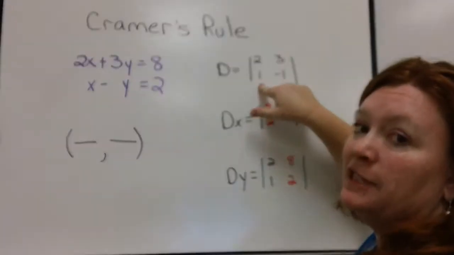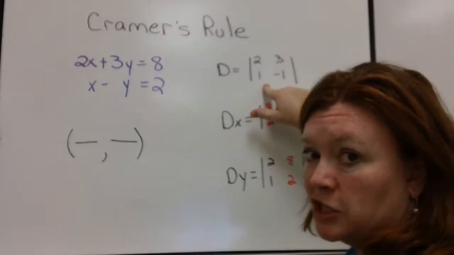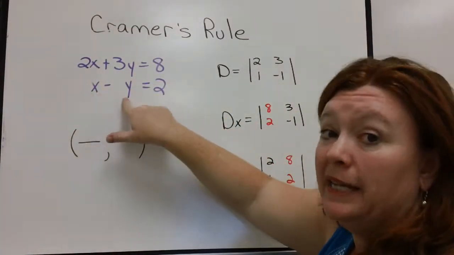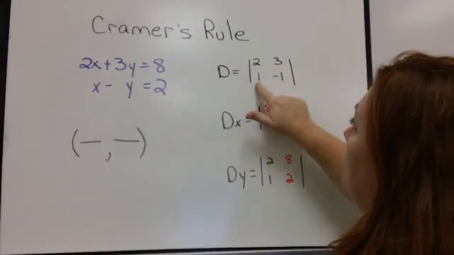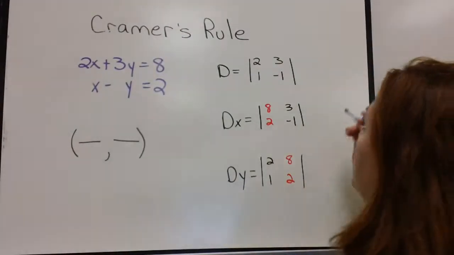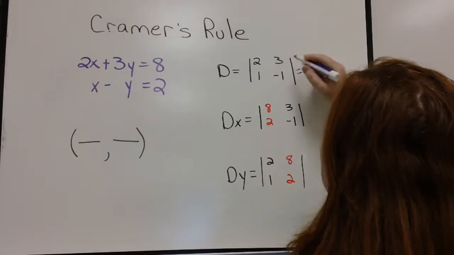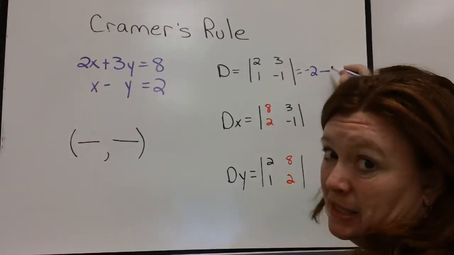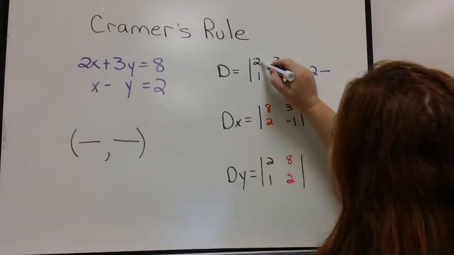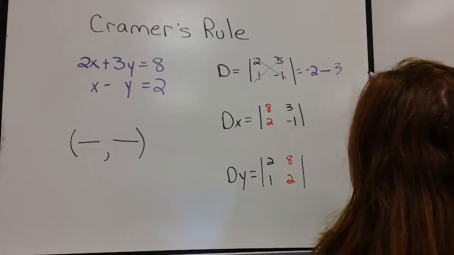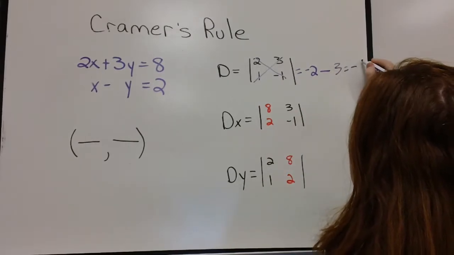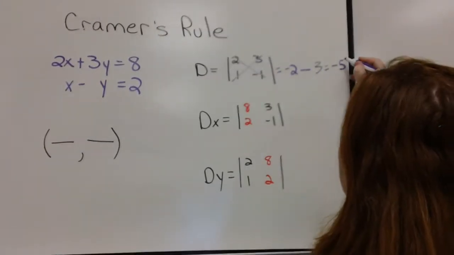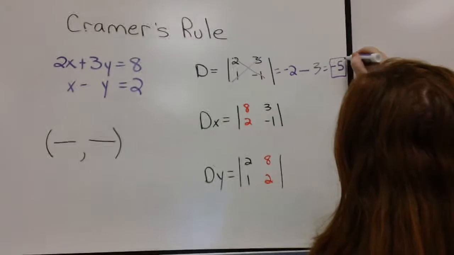This determinant is figured out by using the coefficients of x and y: 2, 3, 1, negative 1. So let's figure out the determinant of that. Remember, you multiply on the one diagonal, I get negative 2, minus, because I'm coming back the other way, 3. And negative 2 minus 3 is negative 5. All right, so negative 5 is d.